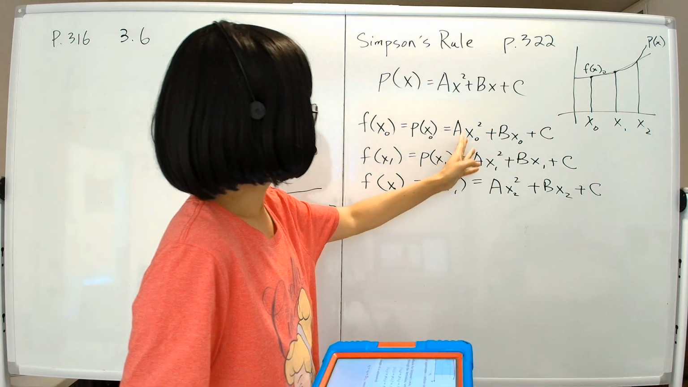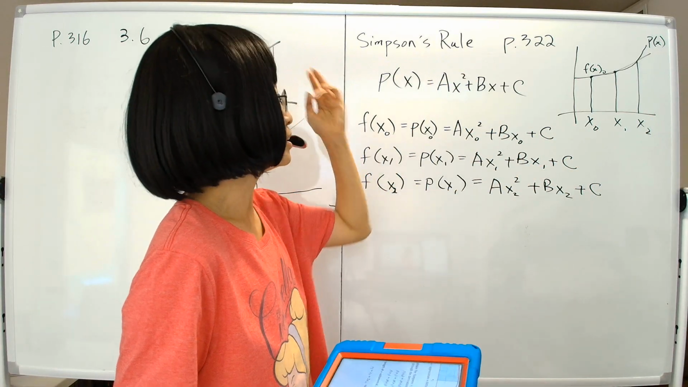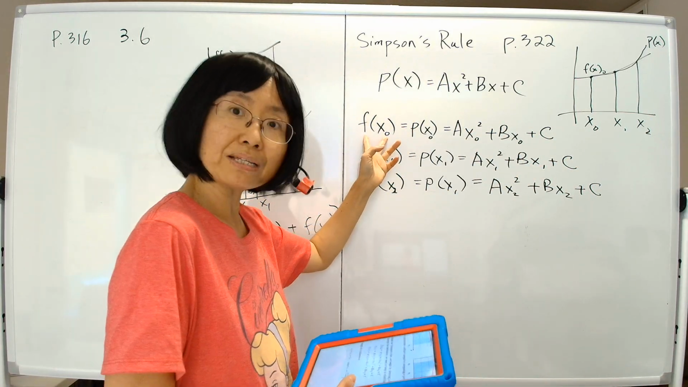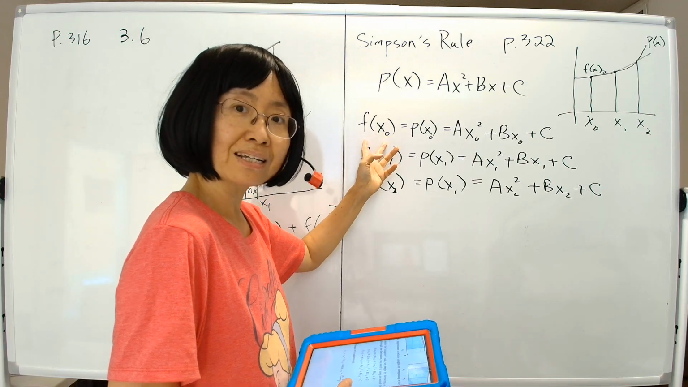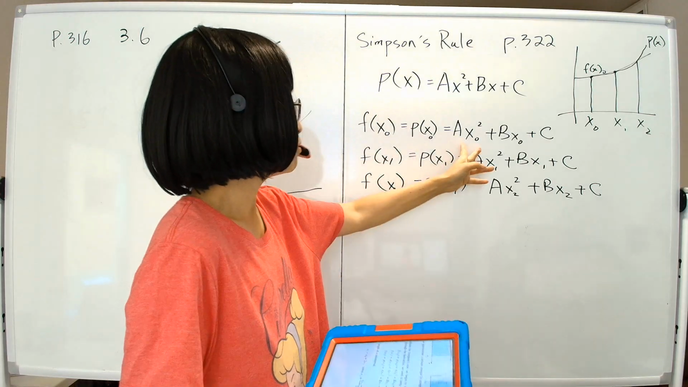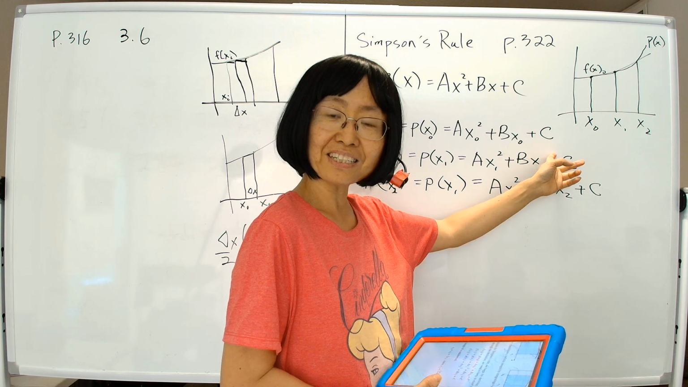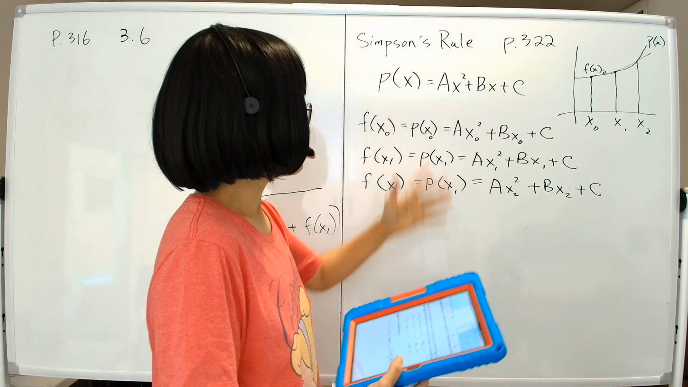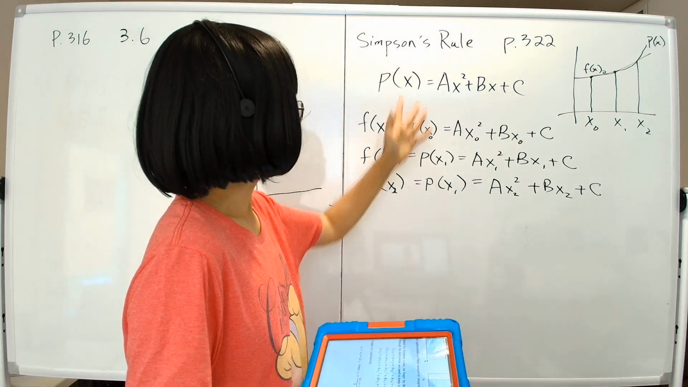And you notice that the reason we want to use a quadratic equation is because we might not know how to integrate f of x. It might be some weird hard function, but we do know how to integrate a quadratic equation, right? So that's all we need to do.